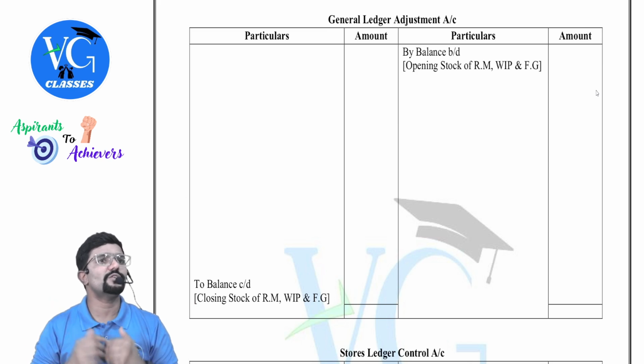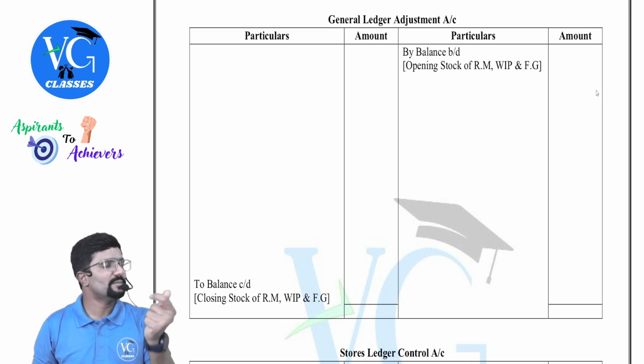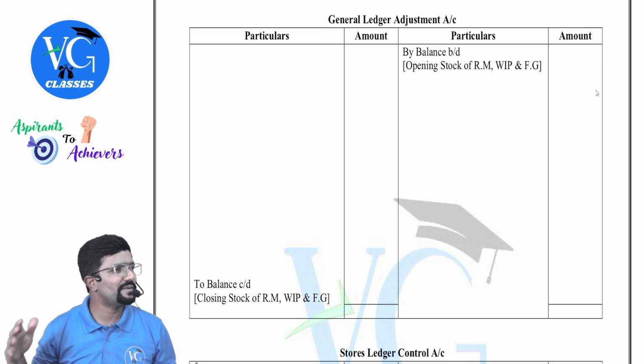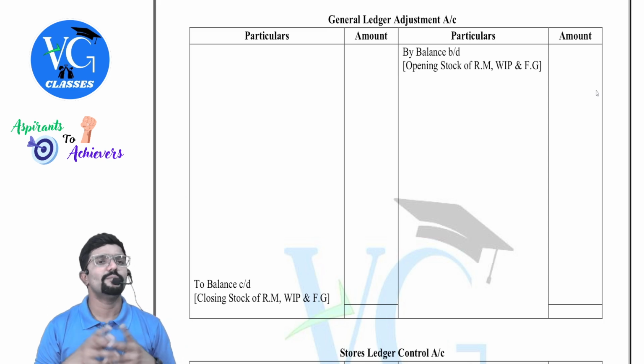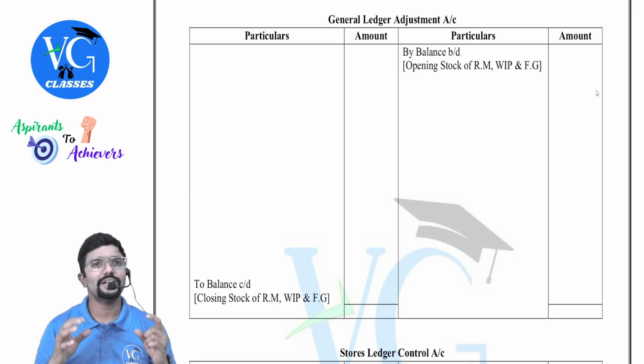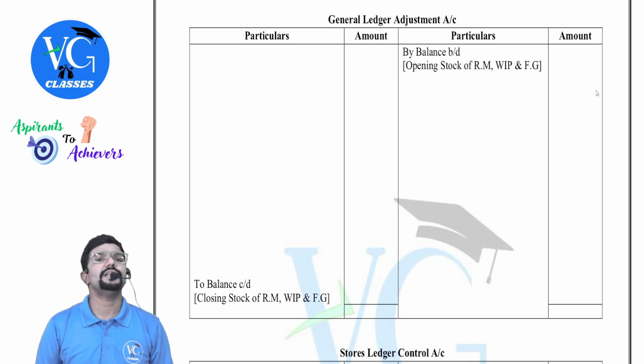In place of them, which account shall we use? General ledger adjustment account. Simple, sir. Sir, I have paid some expenses. What is the entry, guys? Respective expenses to cash or bank? Yes. But here I will not credit cash or bank. So what do we credit, sir? General ledger adjustment account.